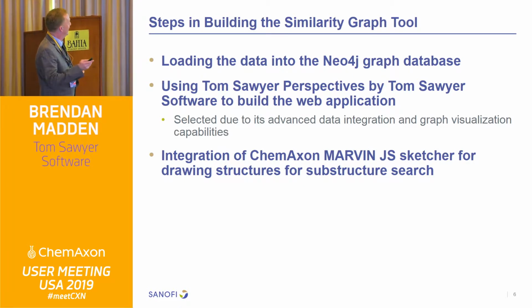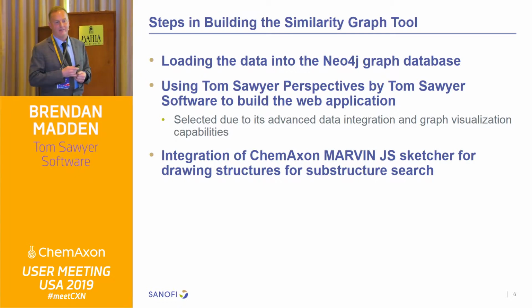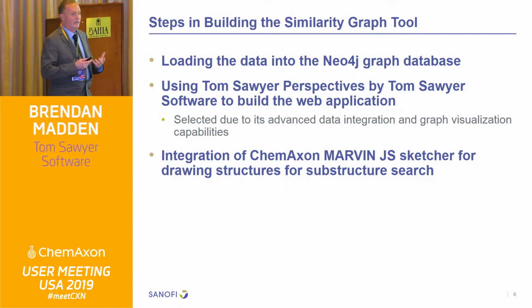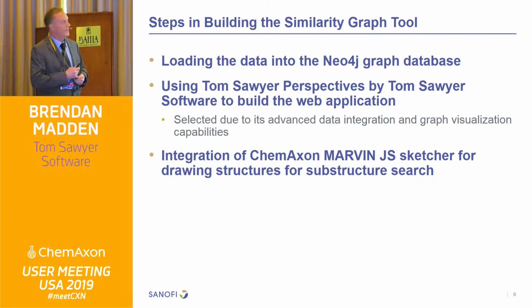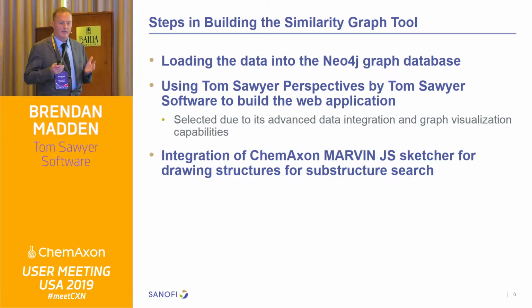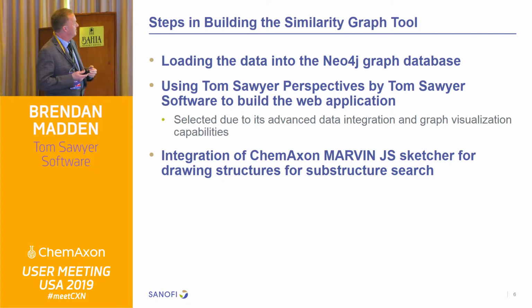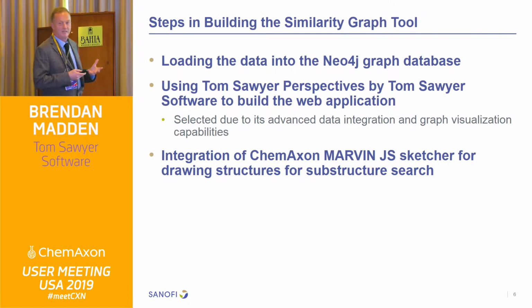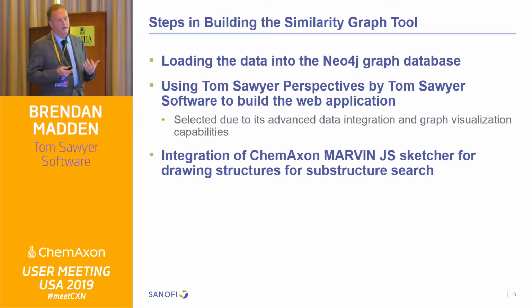Let's see. Okay. So they were saying what are the steps that they wanted to do to build this new tool. They call it the Similarity Graph tool. They wanted to load the data into a Neo4j graph database. They wanted to use our Tom Sawyer Perspectives to build a complex web application for their users. And we were supposedly selected because of the data integration capability that we have. And we were probably the first American graph visualization company.